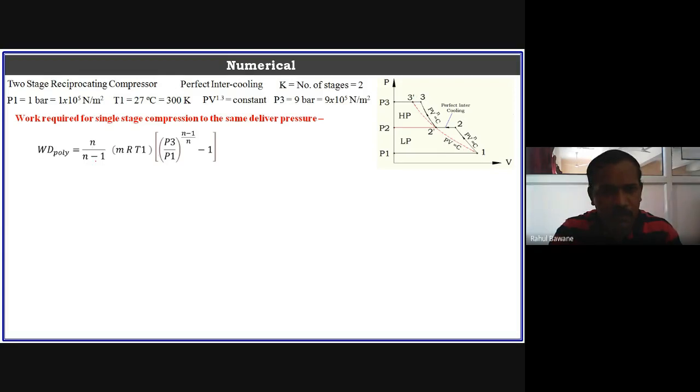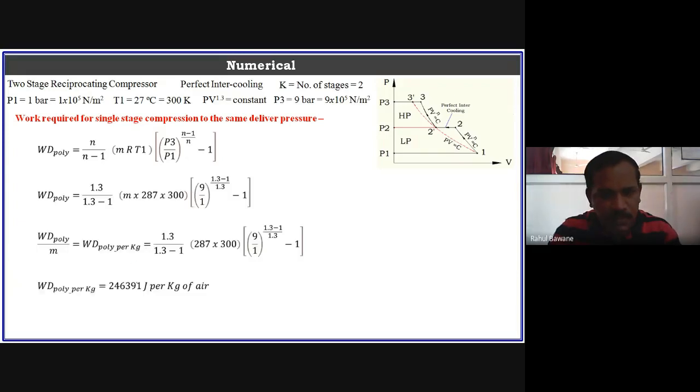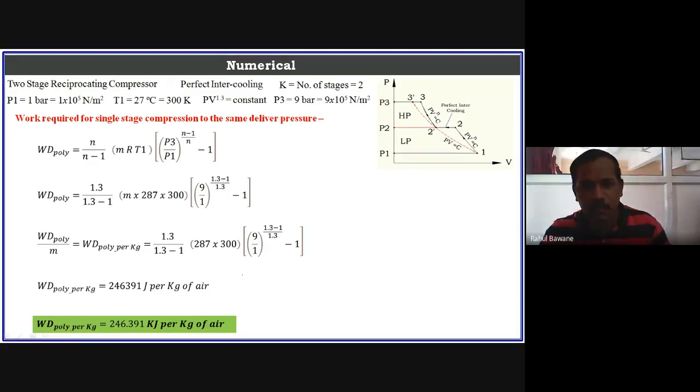So n upon n minus 1, mRT1, and the pressure ratio will be from P1 to P3. There is no intermediate pressure because it is a single stage. So put the values and calculate. It comes to 246. If multi-stage, it is 215, and now it is 246. That means multi-staging is actually saving the work.